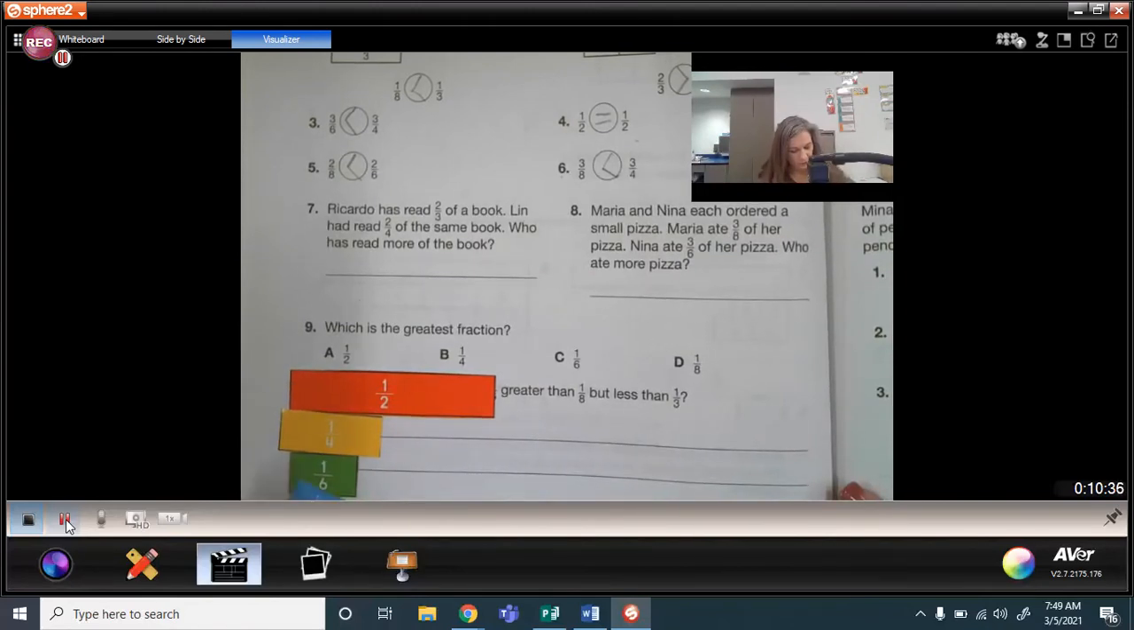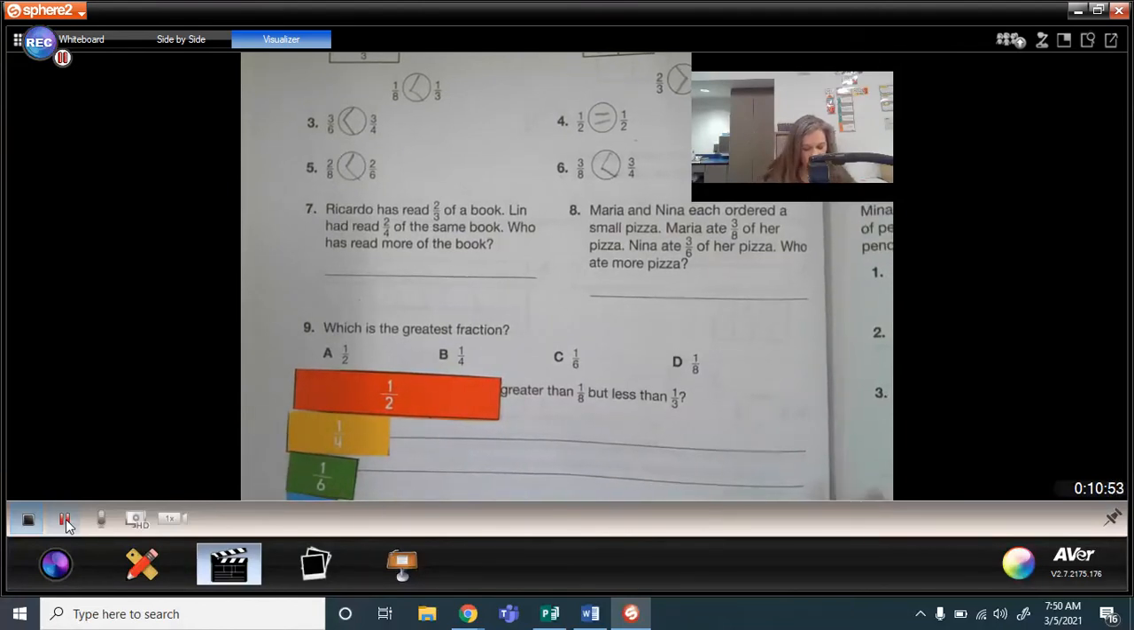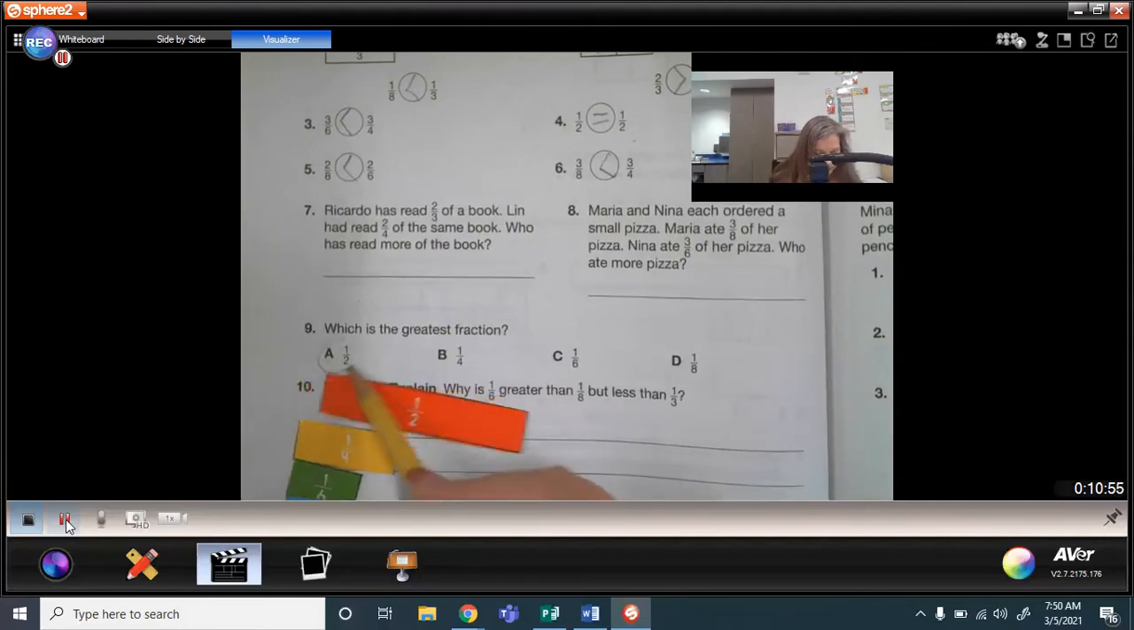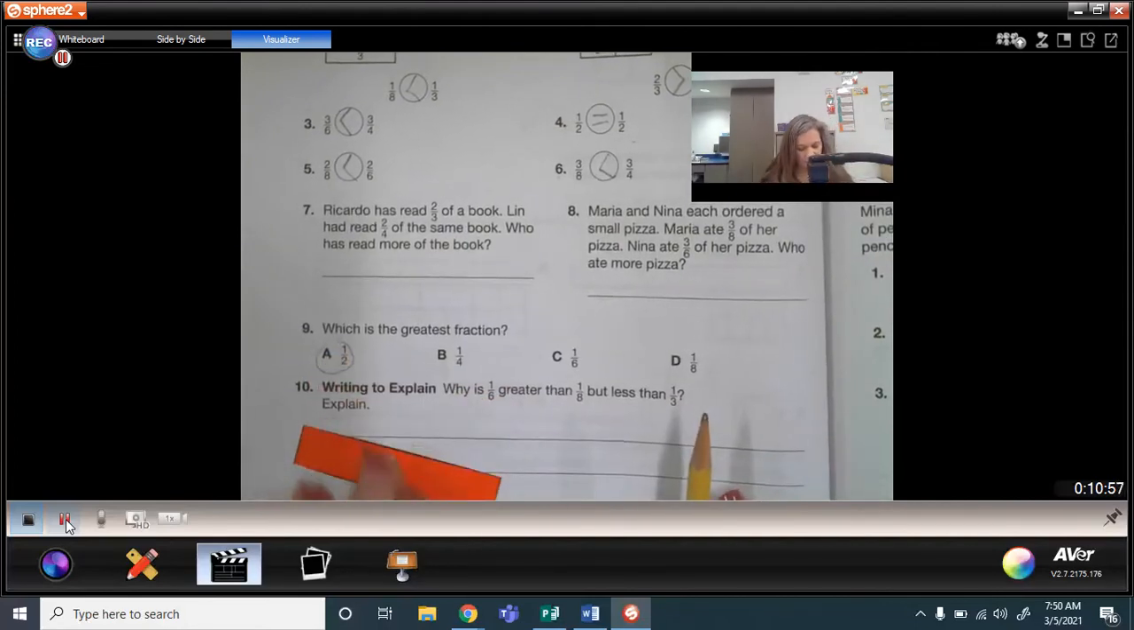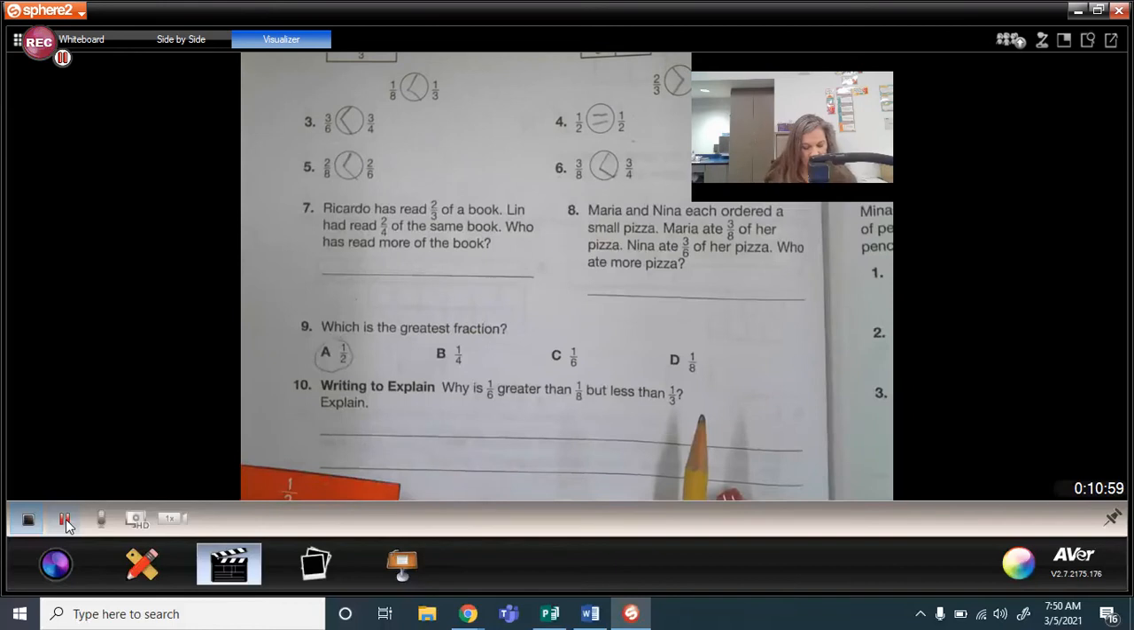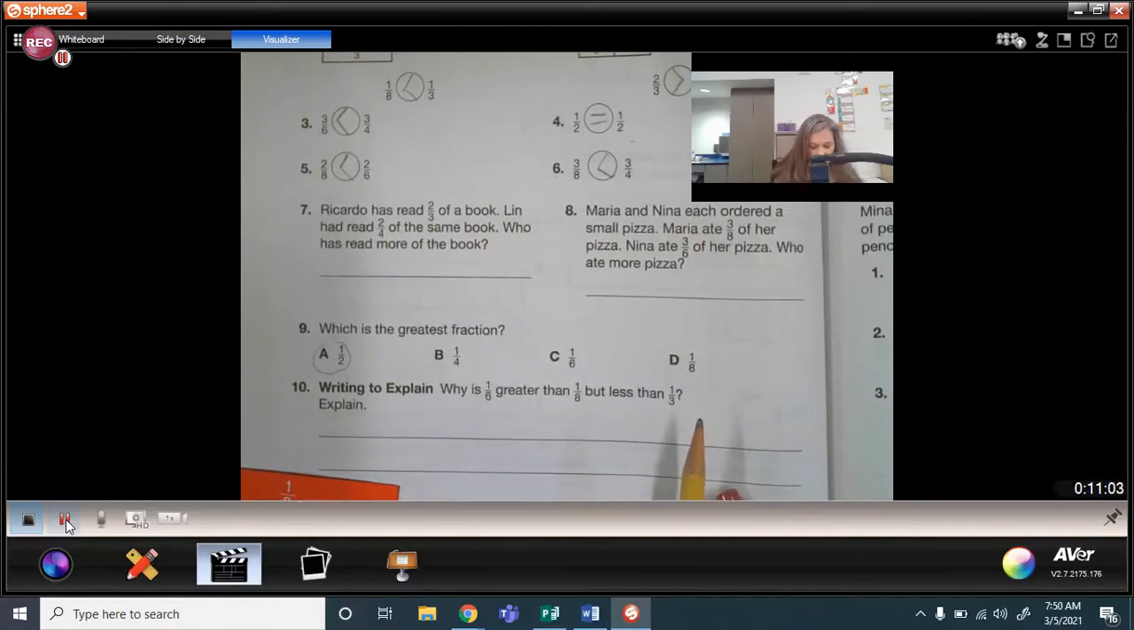So these are unit fractions, right? Because they're only one of the parts. Unit fractions are one of the parts. Unit fraction is what? One of the parts. Yes, one of the pieces. So 1/2, 1/6, or 1/4, 1/6, 1/8. Which one's larger? Which one's the greatest? It's going to be 1/2. And now it says why is 1/6 greater than 1/8, but less than 1/3.